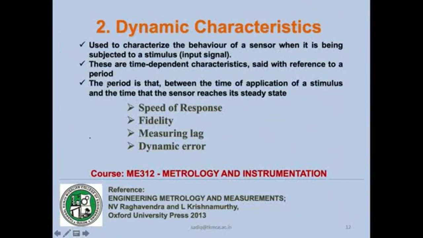As we have seen, these are used to characterize the behavior of a sensor when it is being subjected to a stimulus or input signal. These are time dependent characteristics set with reference to a period. That means the period is that between the time of application of a stimulus or the input signal and the time that the sensor reaches its steady state. In this session, we are discussing a few dynamic characteristics such as speed of response, fidelity, measuring lag, dynamic error, etc.